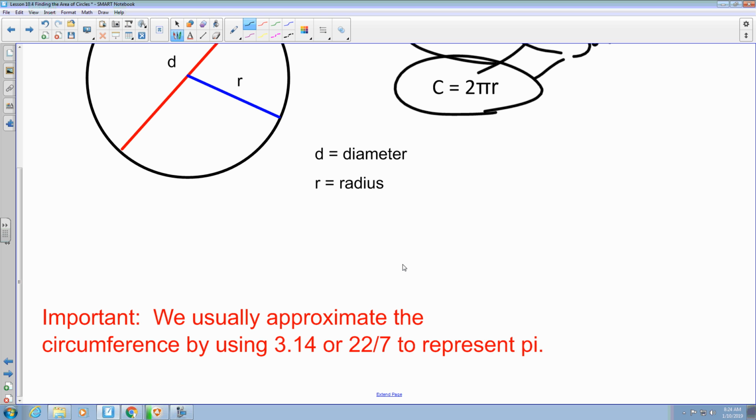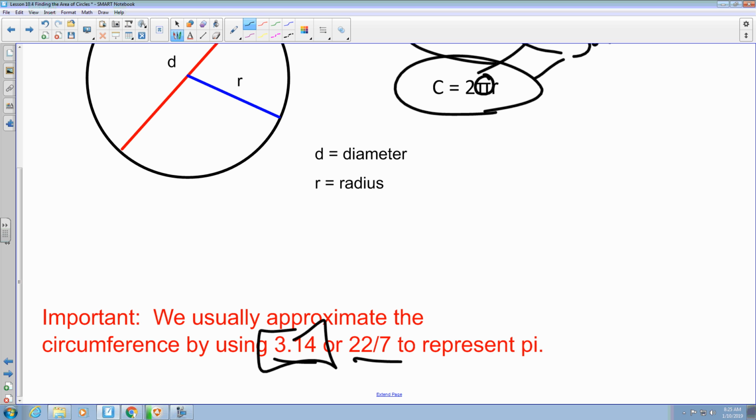One of the more important things that we're going to look at is that sometimes they're going to ask you if they want an approximation. If they are asking for an approximation of the circumference, we are going to represent pi, this symbol right here, with either the number 3.14 or the fraction 22 over 7. Those are two of the best approximating numbers to represent pi. So you can use either one of those two.